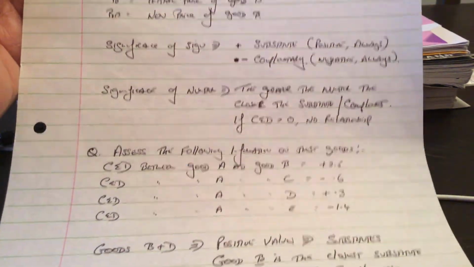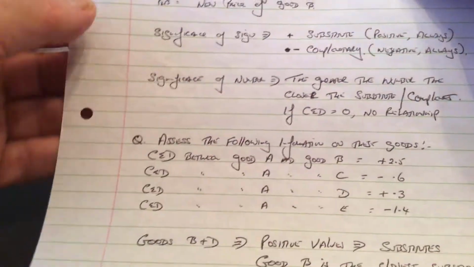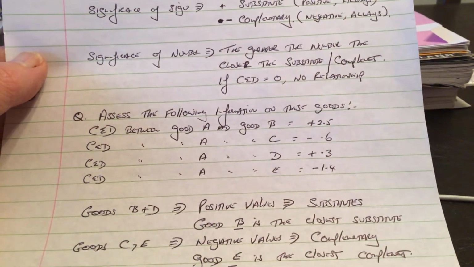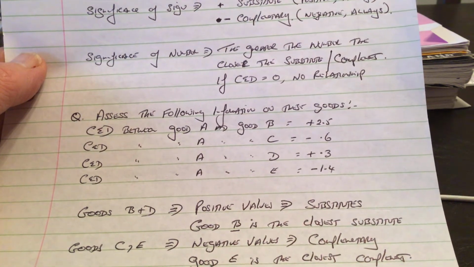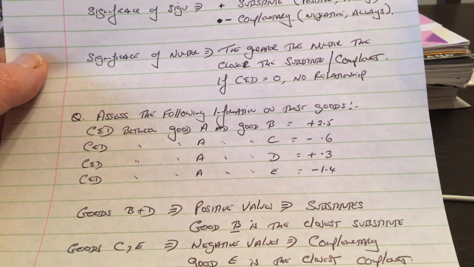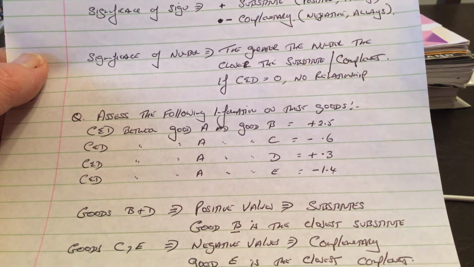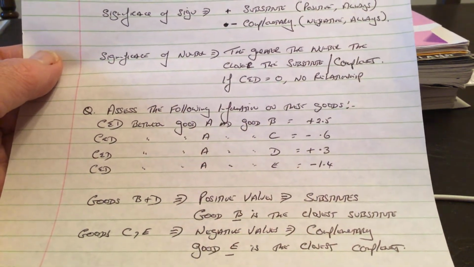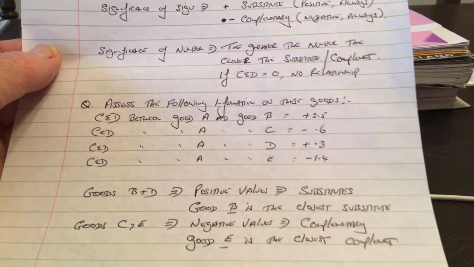Now let's have a look at an exam question that came up before on this. Assess the following information on these goods. CED between good A and good B is plus 2.5. Between good A and good C is minus 0.6. Between good A and good D is plus 0.3. And between good A and good E is minus 1.4.